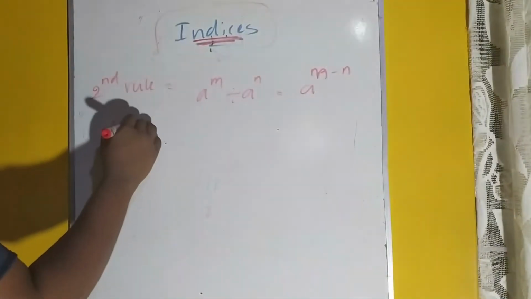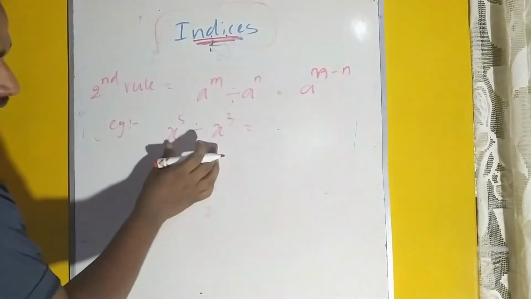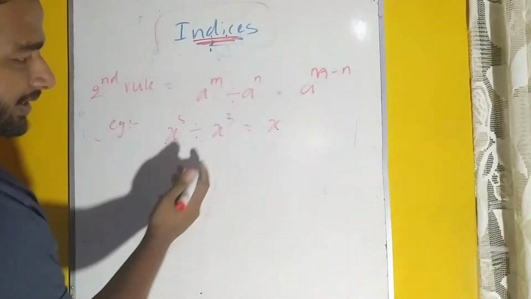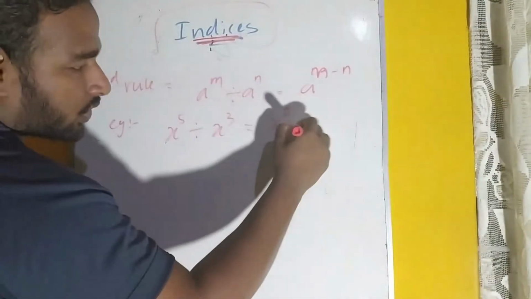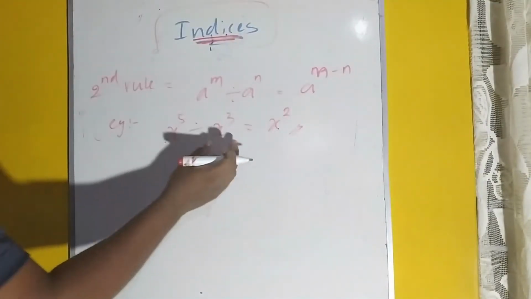So just I am taking an example, x to the power 5 divided by x to the power 3. Then the common base is x, so the powers you can subtract. So 5 minus 3 is 2. Always you should subtract from the first number, not from the second one.